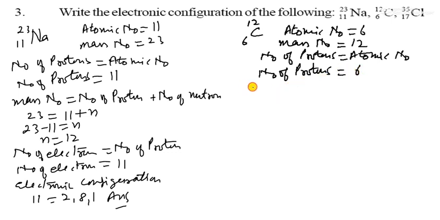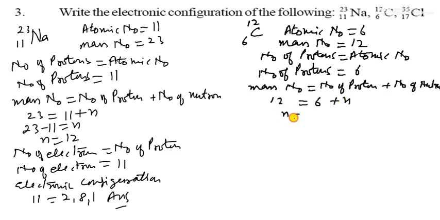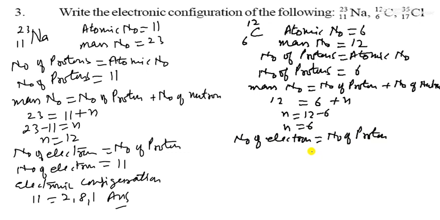So now come to the mass number. Mass number is equal to number of protons plus number of neutrons. So the mass number is 12 and the number of protons is 6, and the neutrons are n. So n is equal to 12 minus 6, that is 6. So the number of electrons is equal to the number of protons. The number of protons is 6, so you can find the number of electrons.